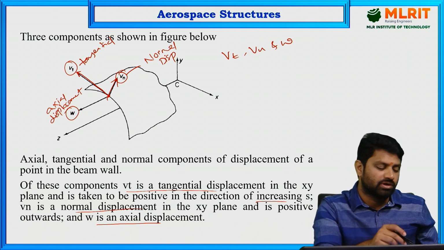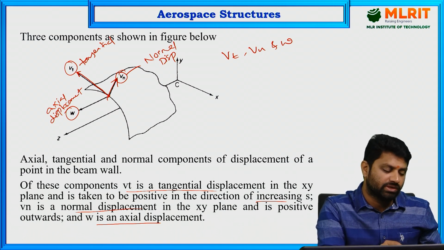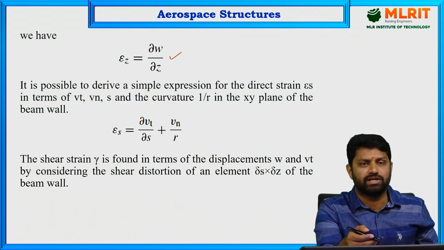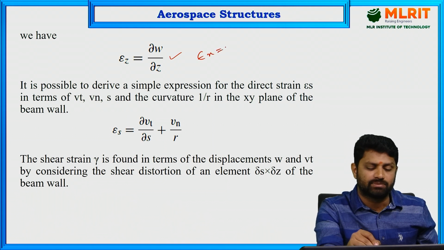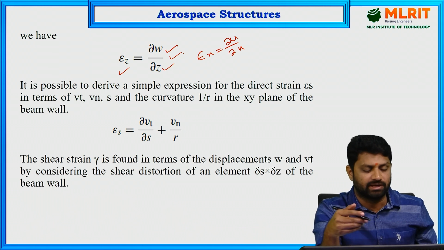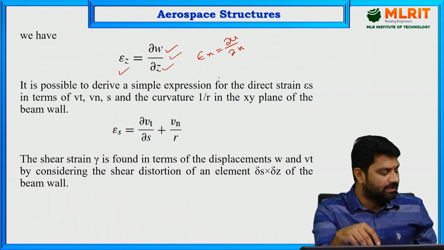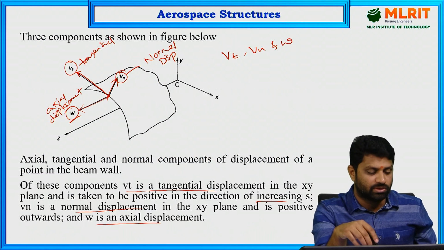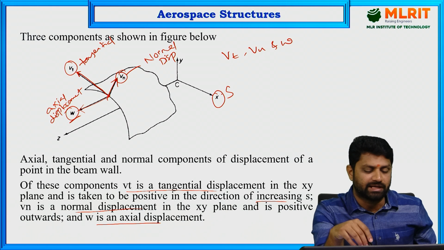So epsilon z is written in the z direction, where the displacement component is W, so it is just like the strain in x direction, dou U by dou X. We write epsilon x equals dou U by dou X. Similarly epsilon z equals dou W by dou Z, which is the direct strain. Once you have epsilon z, next you write epsilon s, which is the strain in the tangential direction.